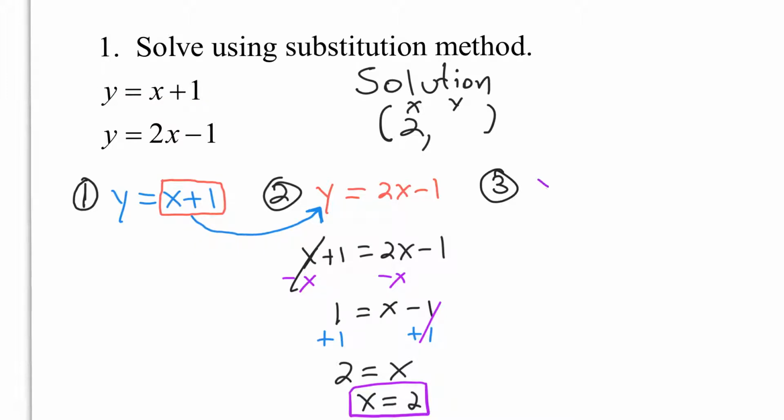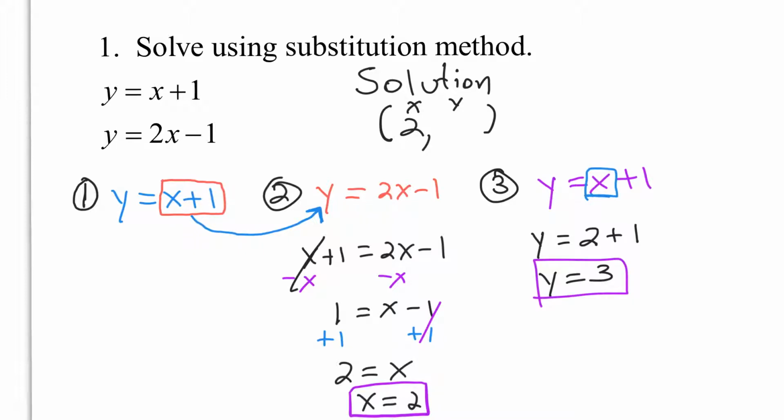So I'm just going to substitute y equals x plus 1, and I'm going to substitute the 2 into the x. So here's my x right here, guys. So I'm going to put y equals, and I'm going to substitute 2, that's my x, plus 1. And 2 plus 1 is 3. So we got the answer for the y.